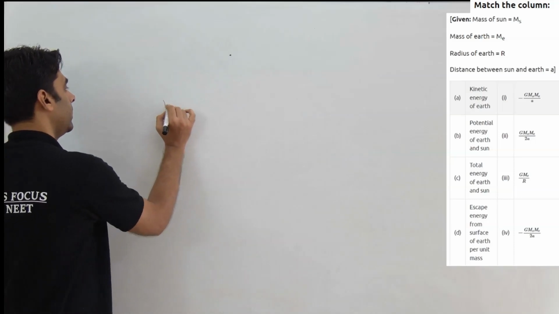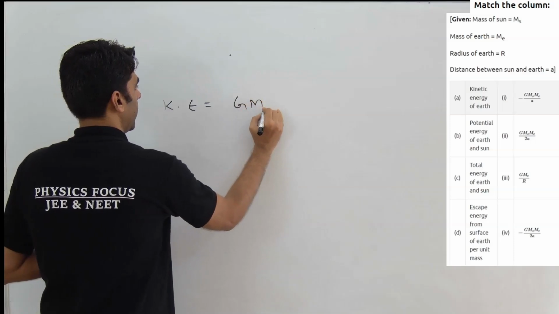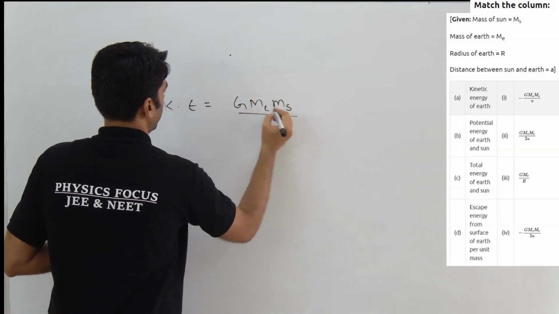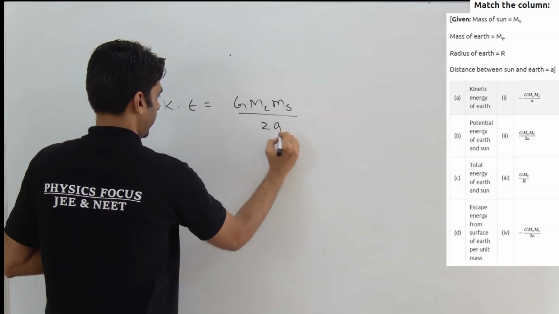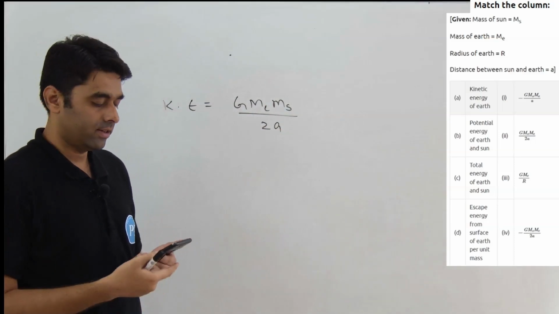We know kinetic energy is written as basically G me ms by 2a, right? This is your kinetic energy for two mass system. This is the kinetic energy that we get.